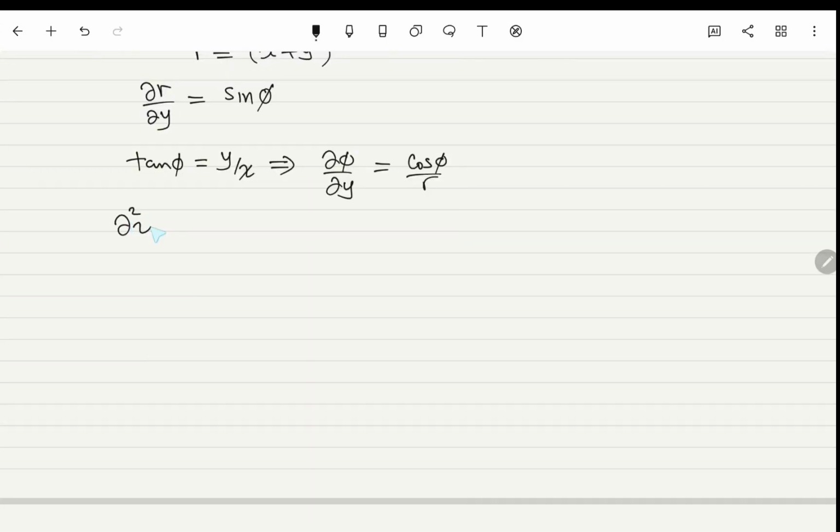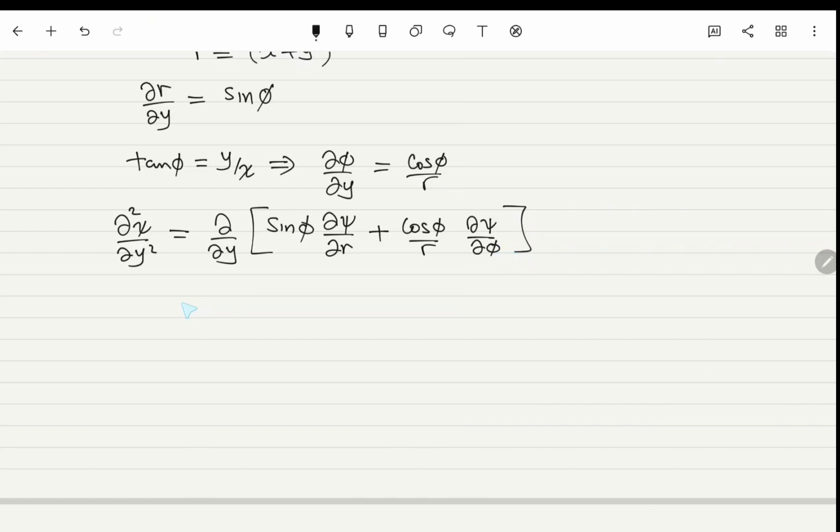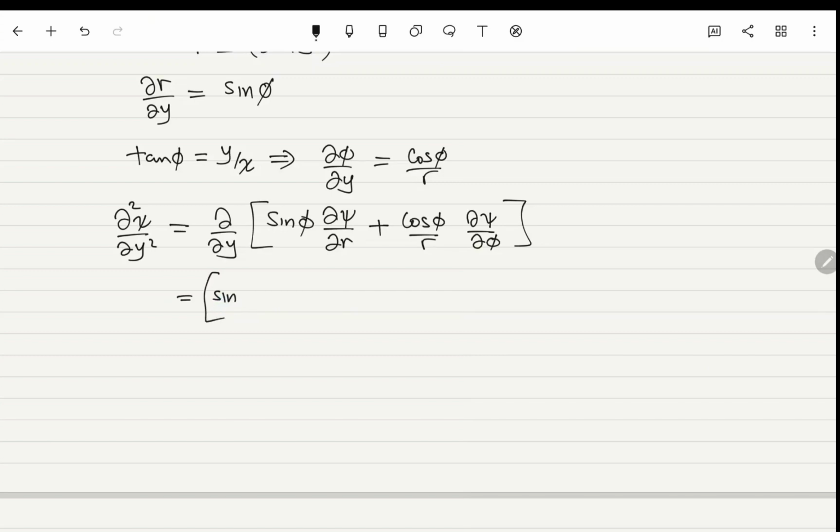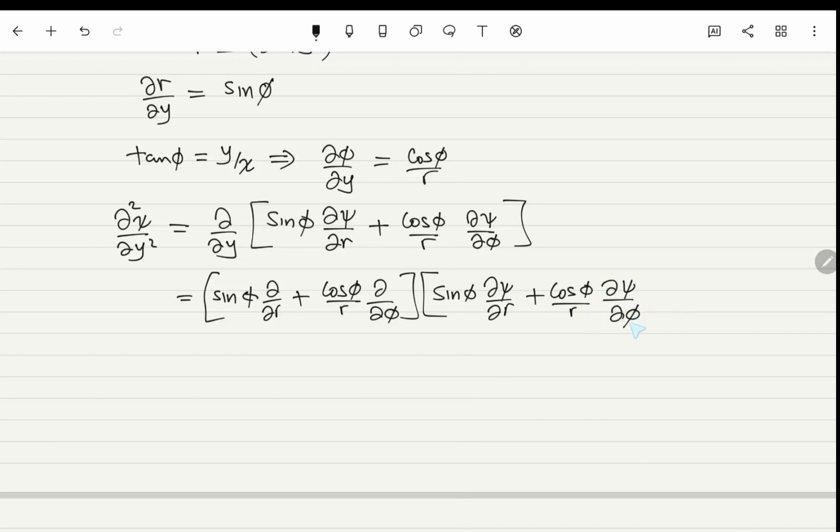Therefore, partial 2 psi partial y square equal to partial y of sine phi partial psi partial r plus cosine phi over r partial psi partial phi, which equal to sine phi partial r plus cosine phi over r partial phi times sine phi partial psi partial r plus cosine phi over r partial psi partial phi.